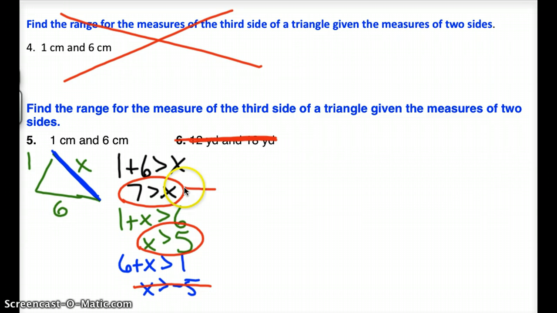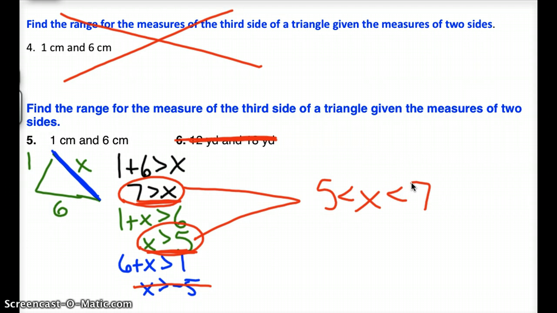My inequality at the end now is: X has to be greater than 5, and then it has to be less than 7. So I'm writing it as a compound inequality.